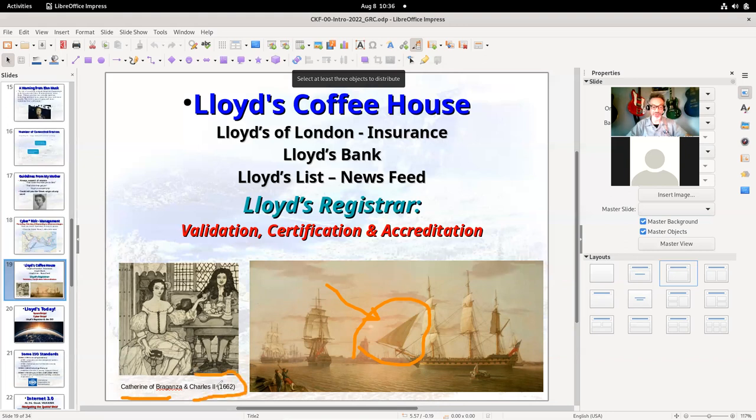Her husband was King Charles of England in the 1660s. So Lloyd's Coffee House was also getting coffee from Turkey. And these guys were really wound up, with a lot more caffeine than that. They got wound up and they created these businesses. And they created things that are very important to us. Insurance.